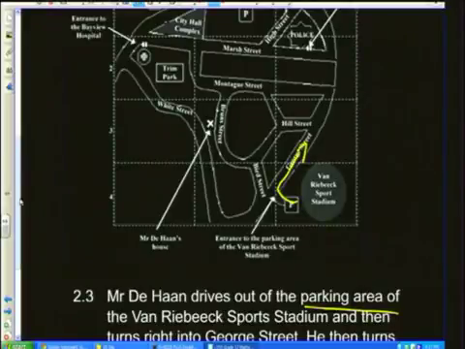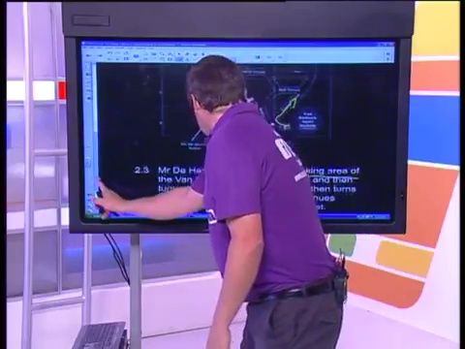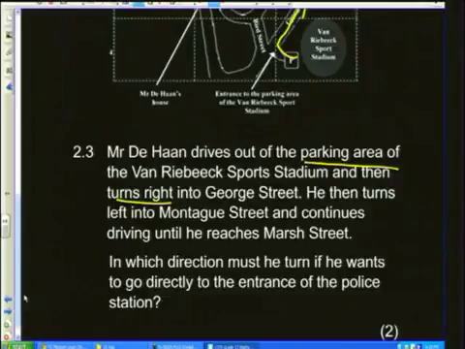Before I carry on, I want to know what my next instruction is. So let's have a look at it. My next instruction says this: he then turns left into Montague Street, and we're going to continue until we reach Marsh Street.